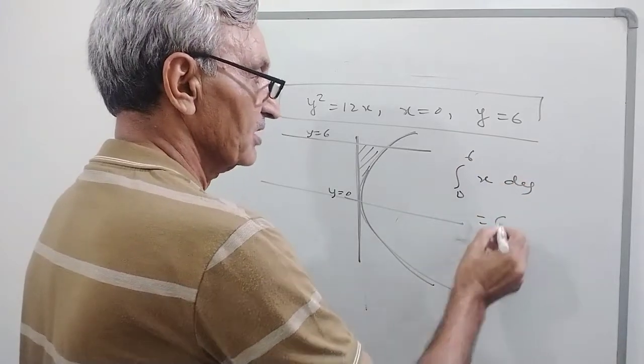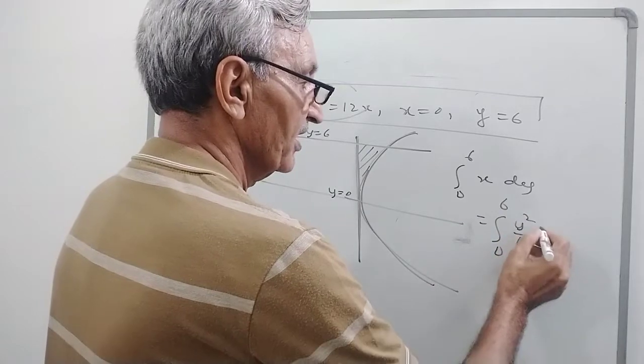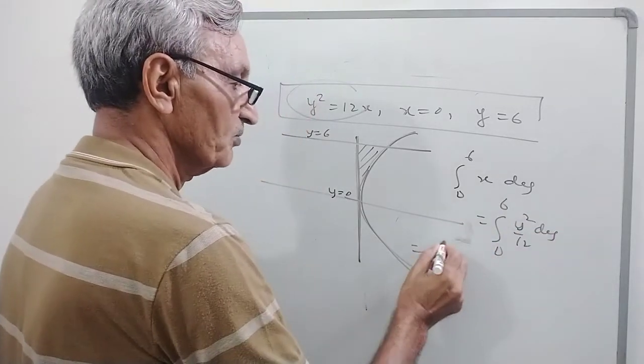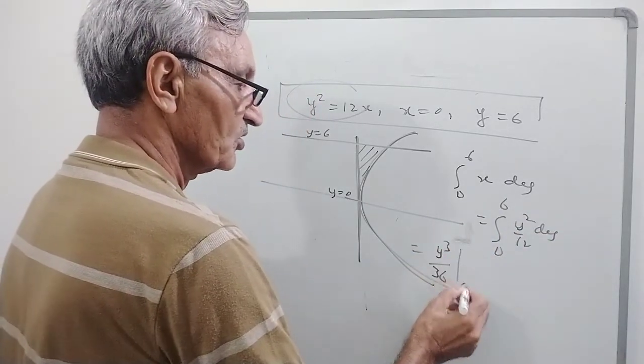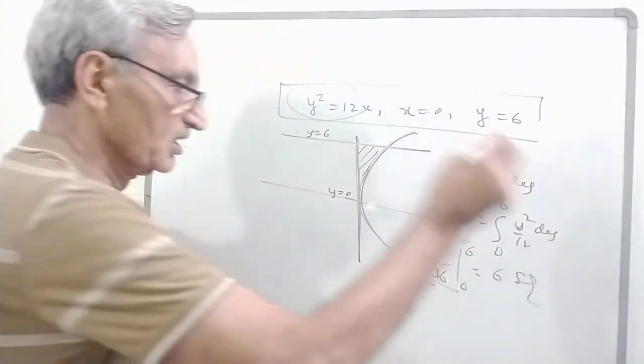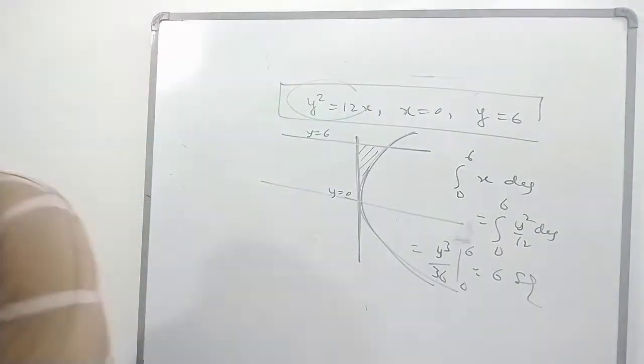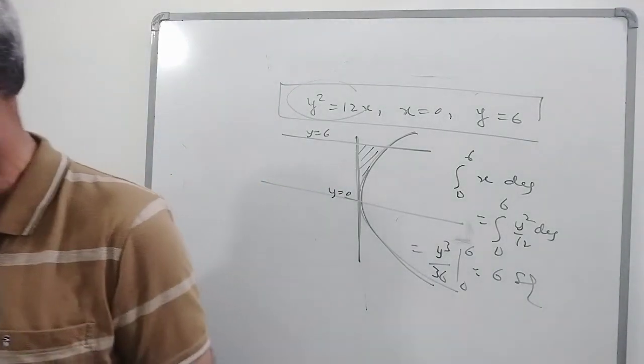What is x of the curve? X of the curve is equal to the integral of y square upon 12 dy, so y cube upon 36, from 0 to 6. I put it in. Only 6 is the answer. 6 into 6 into 6. That's the answer. Very simple. So this is here. I find the one question.